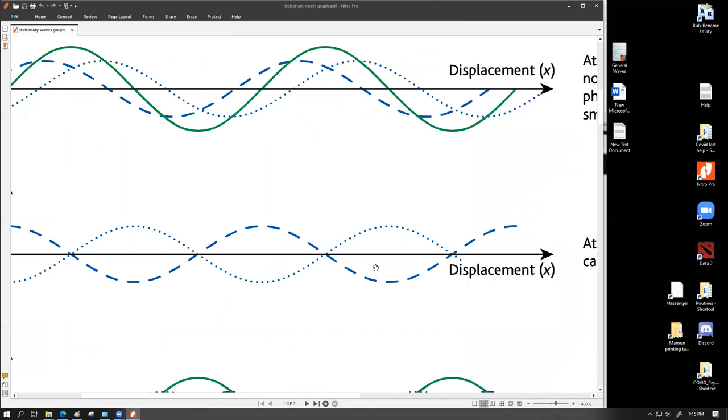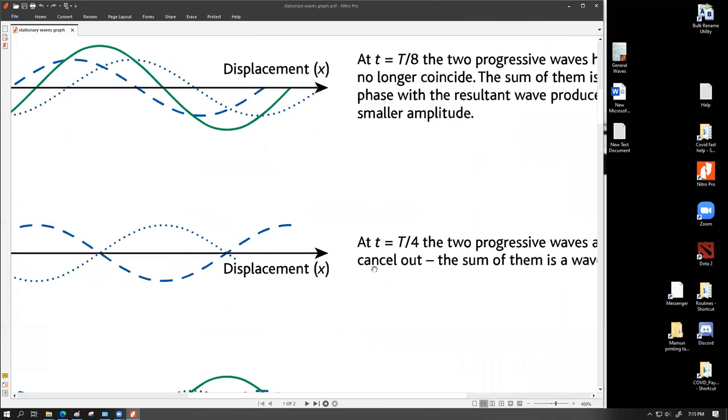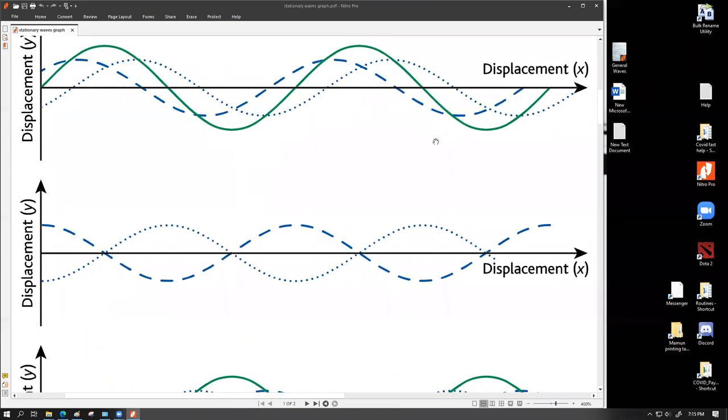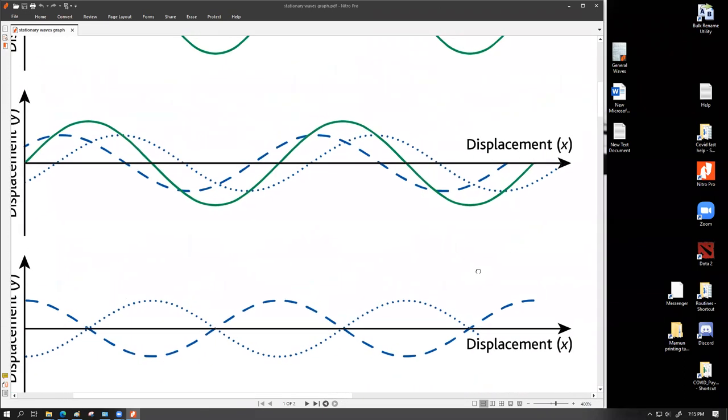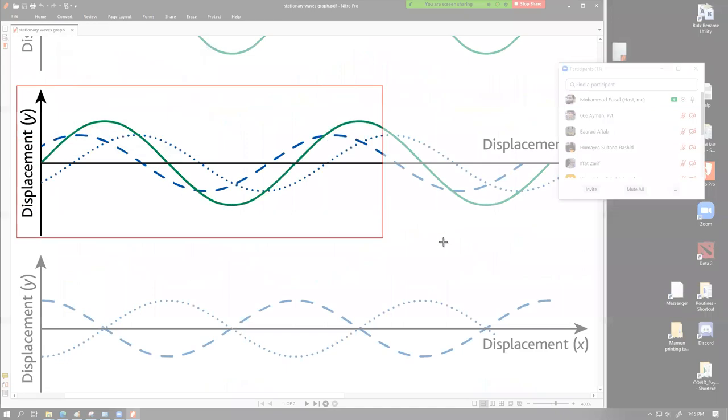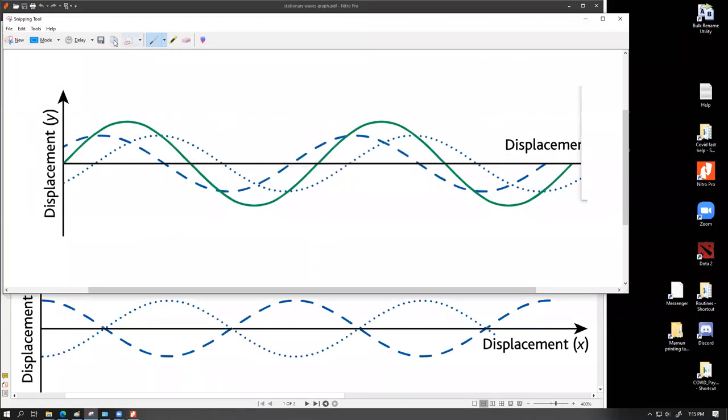And within this figure, we actually have both types of interference. We have constructive, we also have destructive. So let me just take a snapshot out of it and I can work with that. Beautiful.